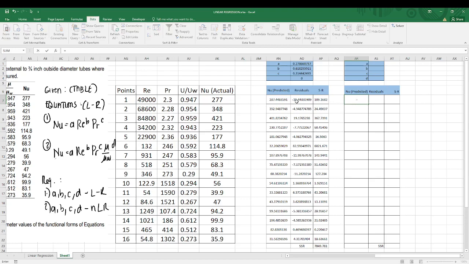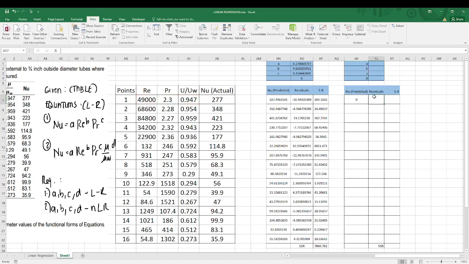Okay, so this should be A times the Reynolds to the power of B times open parenthesis the Prandtl to the power of C times the viscosity ratio to the power of D. Then lock the values of A, B, C, D. Locking.